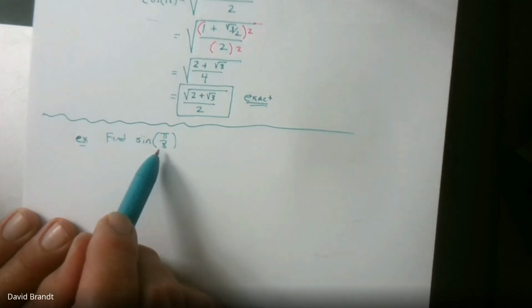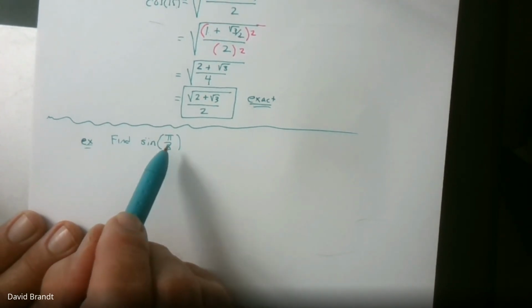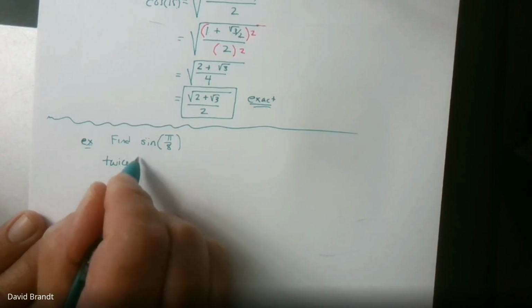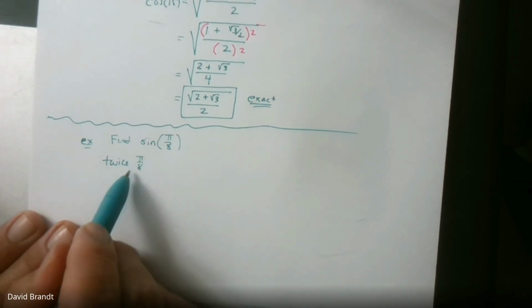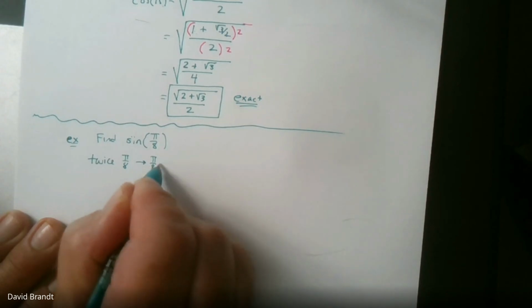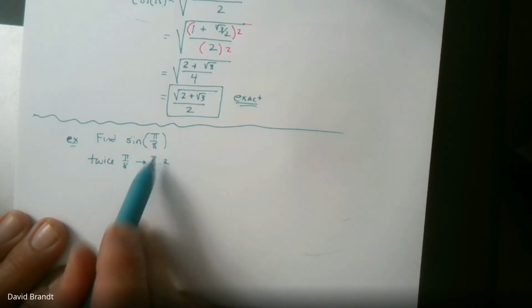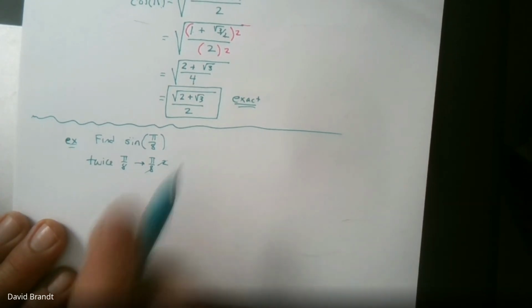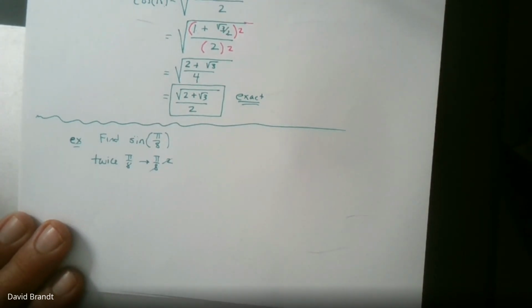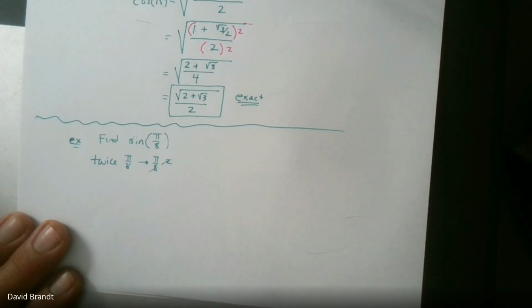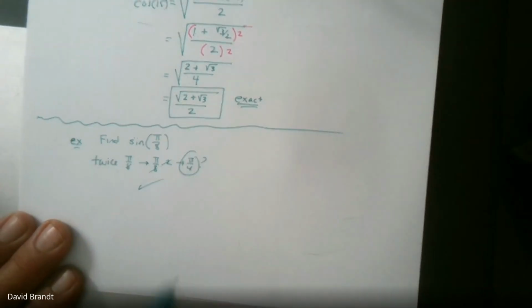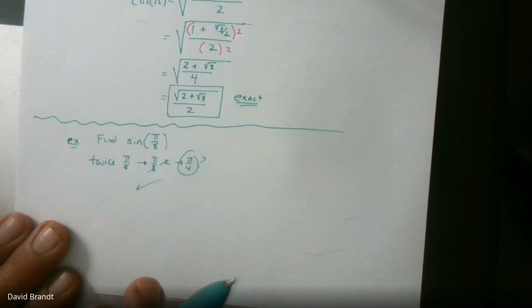Okay, now the key is, do you know something about twice that angle? What is twice pi over 8? Do we know something about that? Well, that means pi over 8 times 2. How do you multiply pi over 8 times 2? Well, you cross-reduce the 2 and the 8, and that's pi over 4. Do we know something about pi over 4? Yes, we do. We are very, very familiar with pi over 4.